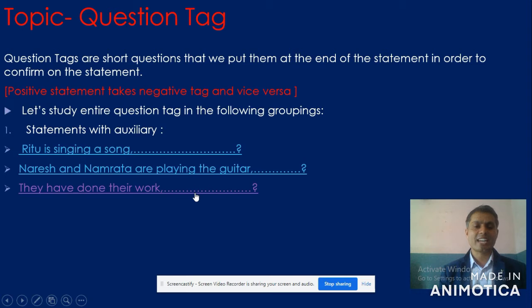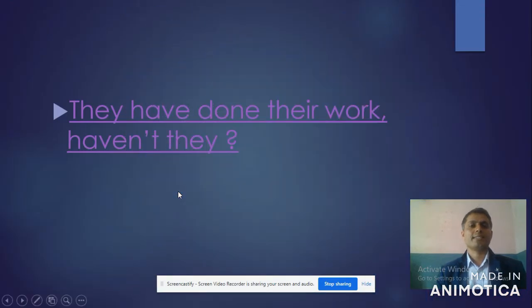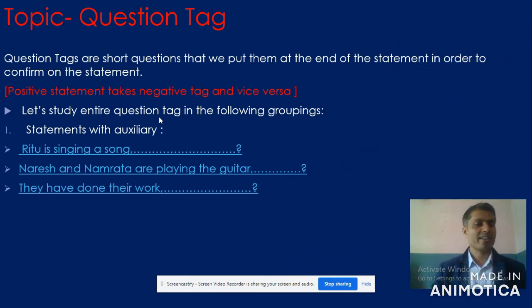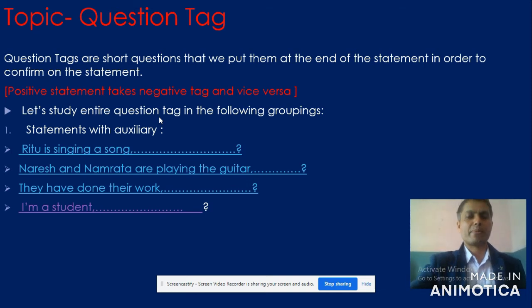Now let's check it out. The answer: haven't they? Yes, haven't they? Please write down this answer in your English grammar copy. Get it? Well, my dear student, let's move to the next question. My dear student, look at the question: I am a student. Look at the statement very fast.